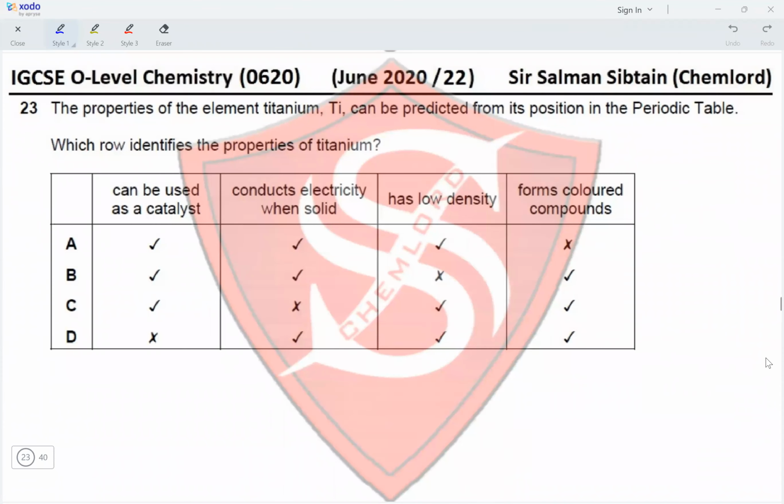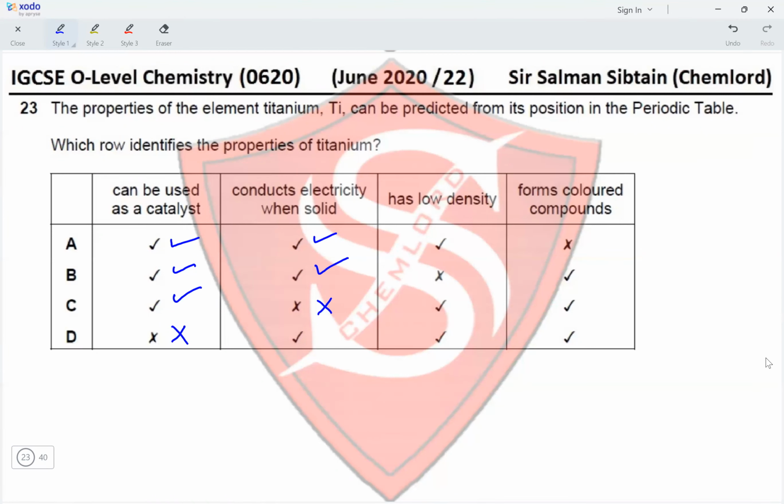Question 23. The properties of the element titanium can be predicted from its position in the periodic table. Which row identifies the properties of titanium? So titanium is a transition element, so it can be used as a catalyst. Transition elements, yes, can be used as a catalyst. So this eliminates option D. Next, conducts electricity when solid. Yes, transition elements are metals, so they would conduct electricity when solid, eliminating option C.